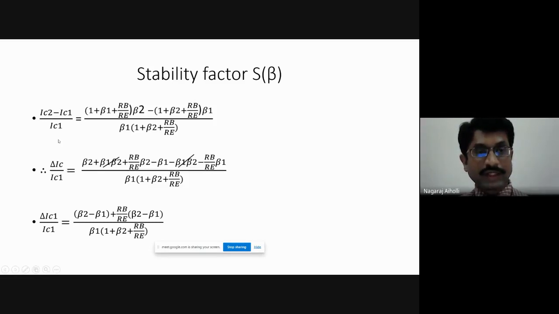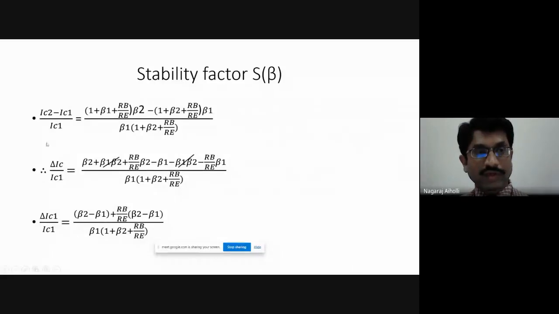Delta IC divided by IC1 is equal to, multiply this beta 2 inside, it will be beta 2 plus beta 1 into beta 2, plus beta 2 RB by RE. Then multiply beta 1 inside here, it will be minus beta 1 beta 2, then minus beta 1 into RB by RE, this whole divided by beta 1 into 1 plus beta 2 plus RB by RE.